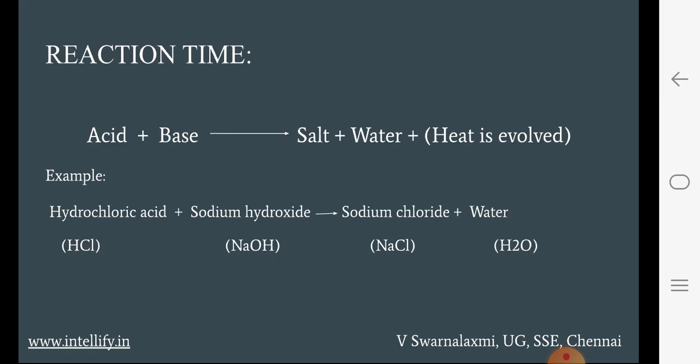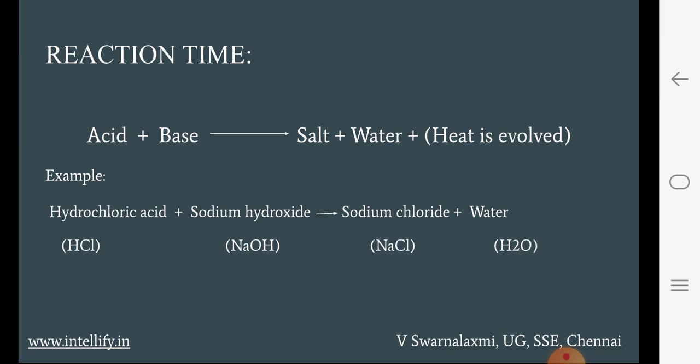Moving on, what is the chemical reaction that can prove the procedures that we have been stating till now? So look at this equation over here. Acid plus base gives salt plus water plus heat evolved. This is a perfect one because this one line statement completely defines neutralization reaction, that is, an acid reacting with a base to form salt and water by releasing heat.